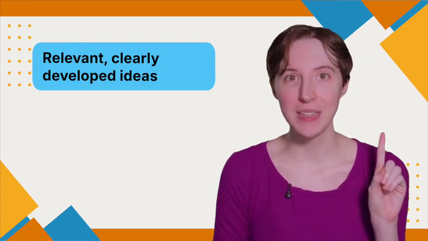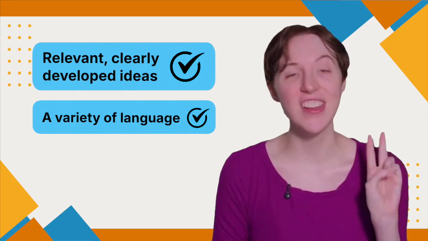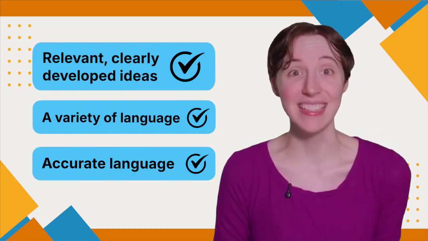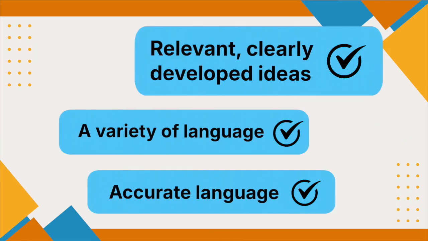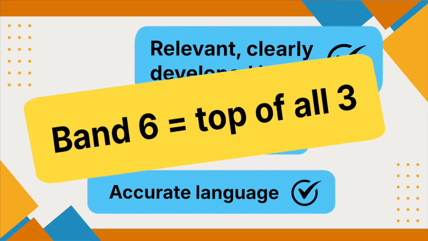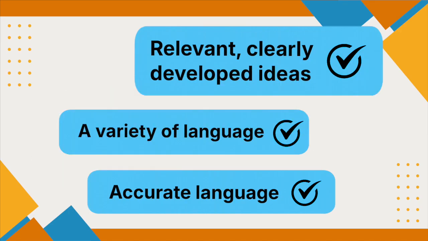So, let's look at that checklist. On the Writing for an Academic Discussion task, the rubric rewards 3 things: relevant, clearly developed ideas, a variety of language, and accurate language. That's it. 3 things. A band 6 essay isn't the one with the biggest words. It's the one that hits the top of all 3 lines at once. So, everything we do from here is aimed at those 3 and nothing else.